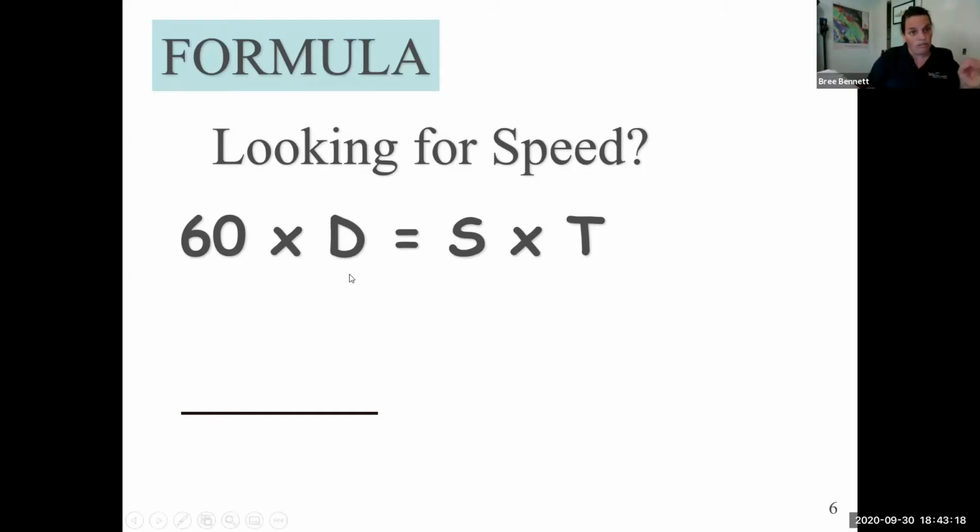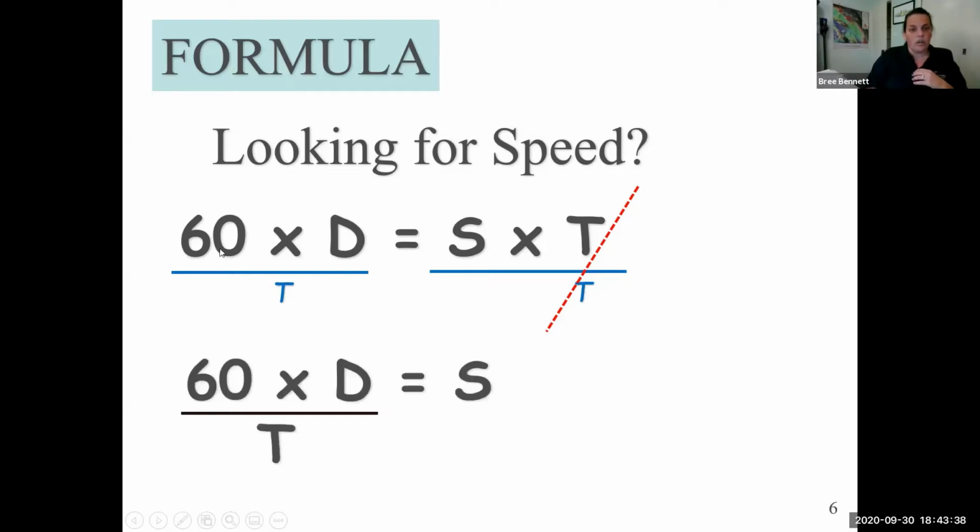So the rule for moving things around in an equation is doing the same thing to either side of the equation. So in this case, I would divide both sides by t. The t's cancel out on this side of the equation. The t is left over here. So I get 60 times d divided by t is going to give me speed. So even though that s was connected to the t over here, I basically moved that t over by dividing it to the other side of the equation. Make sense so far? Okay.